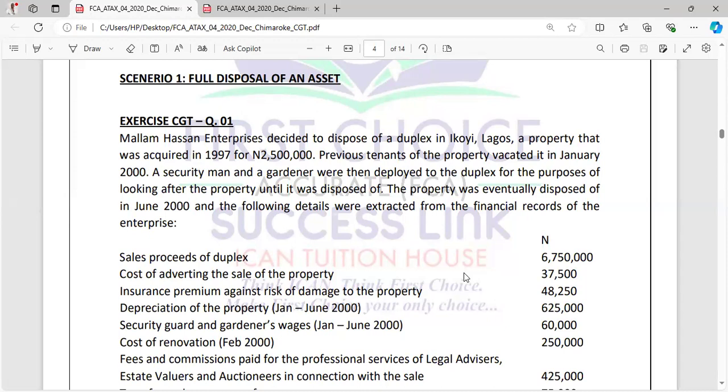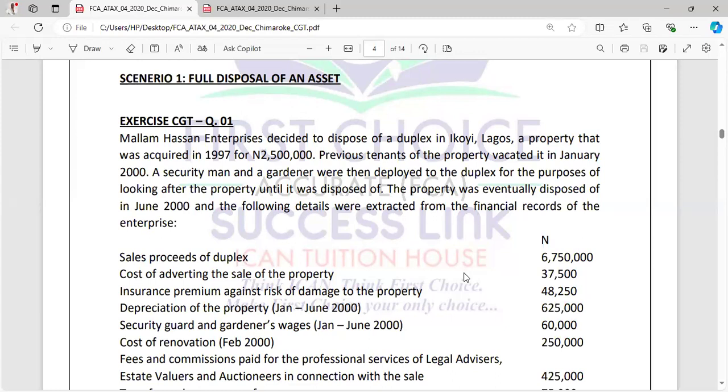It was renovated in February 2020. Now you see, it was not renovated for rental purposes. It was renovated for improving the asset for disposal. The asset was vacated in January, renovation took place in February, and it was disposed of in June. So cost of renovation is an improvement cost.